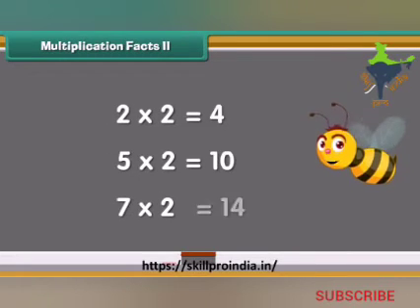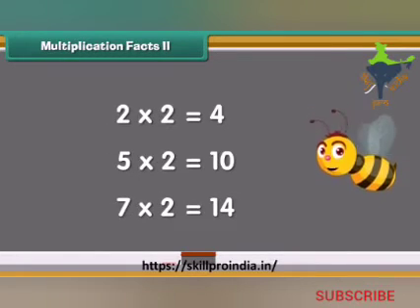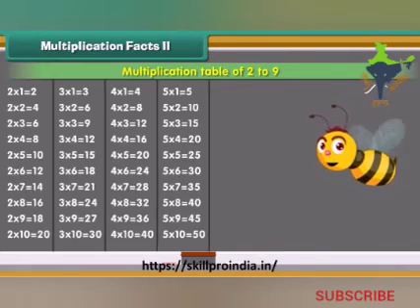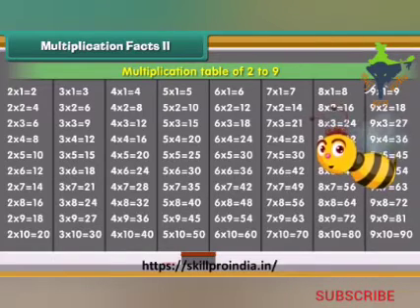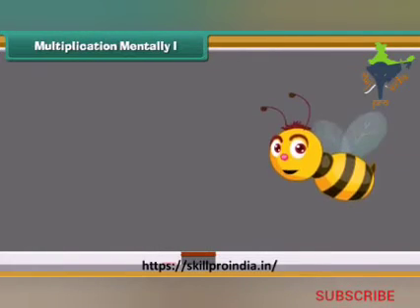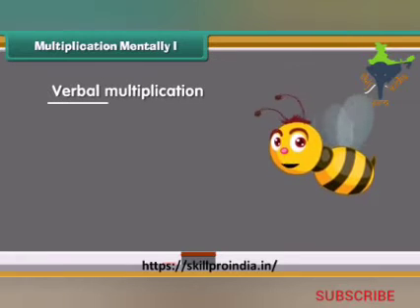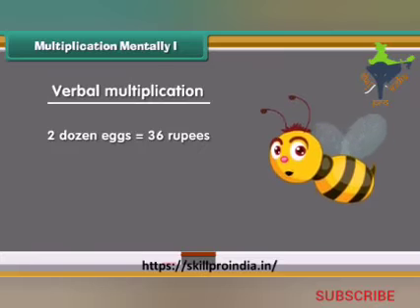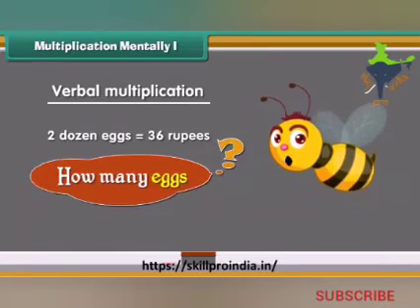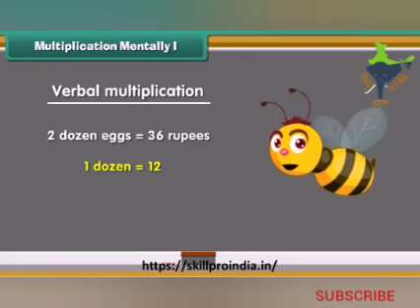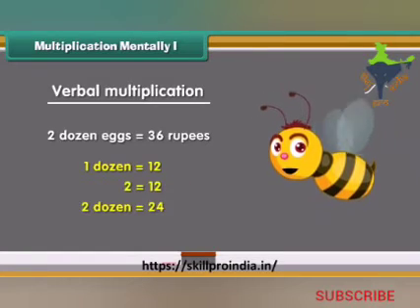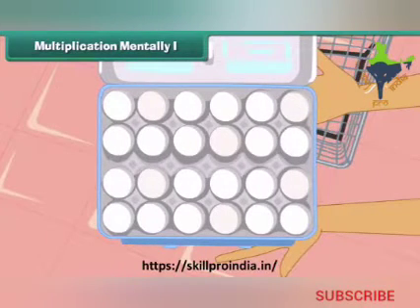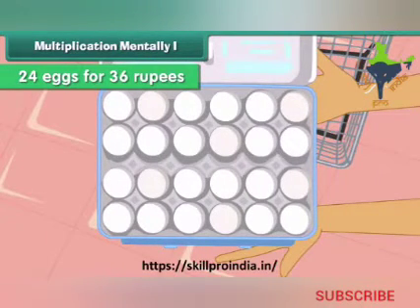The multiplication tables are based on the multiplication facts of different numbers. The multiplication table of 2 to 9 is displayed on the screen. Let us look at some examples of verbal multiplication. Jennifer buys 2 dozens of eggs for 36 rupees. How many eggs did she buy? We know 1 dozen equals 12. Therefore, 2 dozen will be equal to 24. Thus, Jennifer bought 24 eggs for 36 rupees.